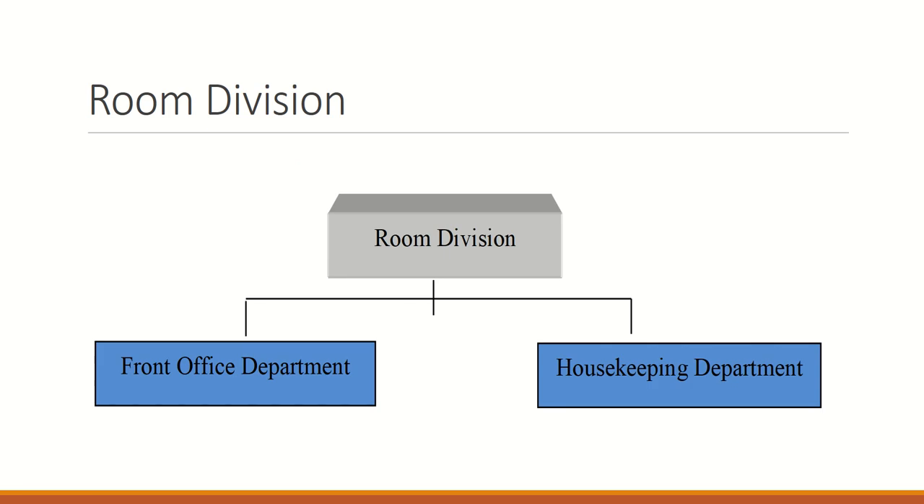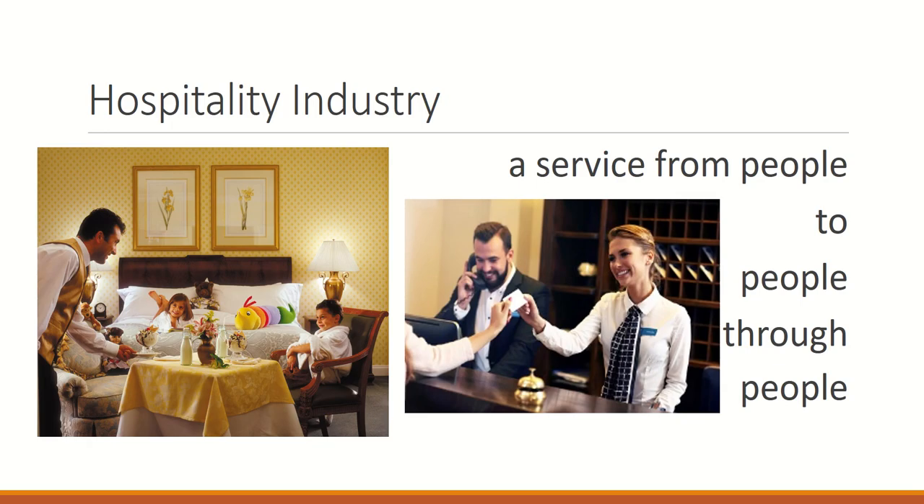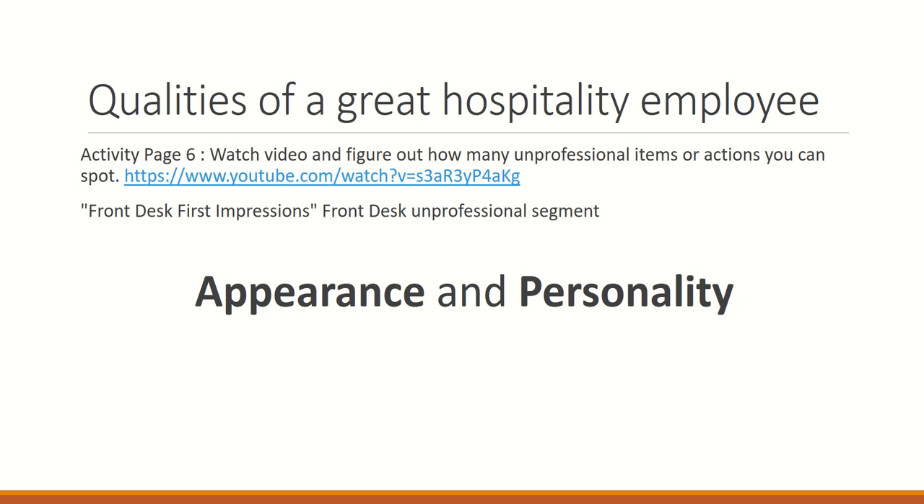Actually, room division is divided into two main parts. The first one is front office, and the second one is housekeeping. And we are going to talk about two departments. Then I would like to talk about the qualifications of a quality, great hospitality employee. Actually, this is from the exercise or activity on page 6, right? That I assigned you as homework.